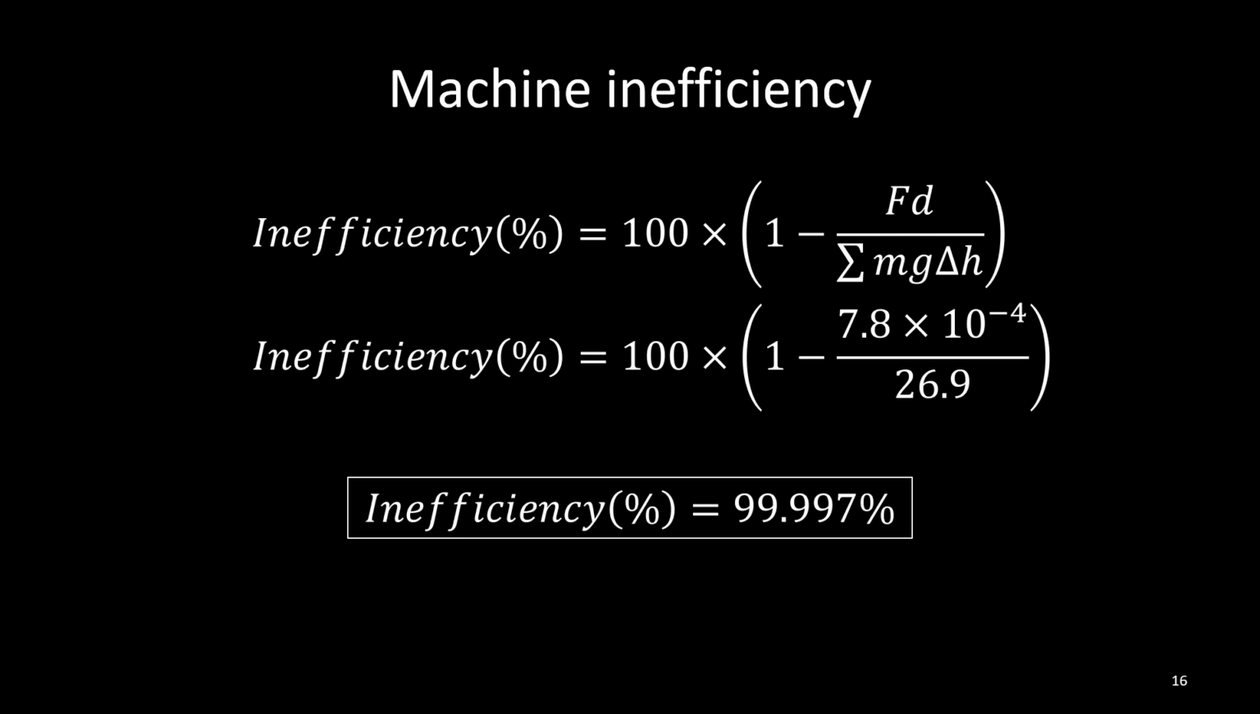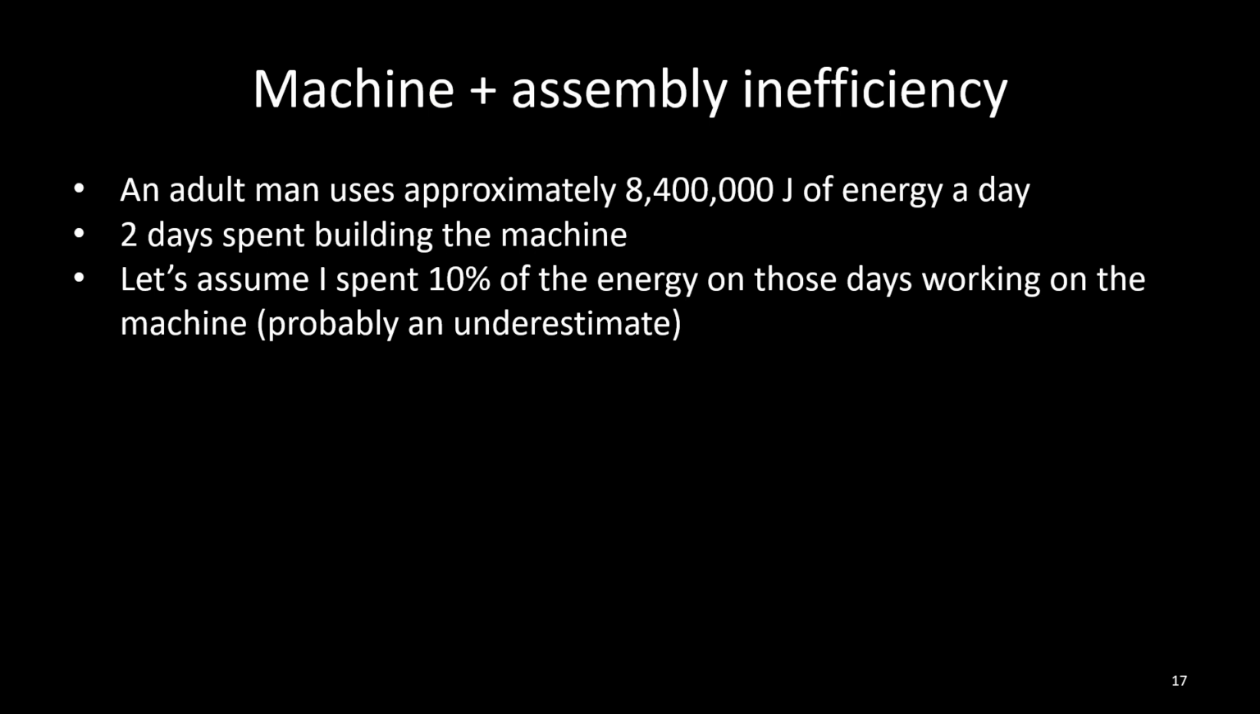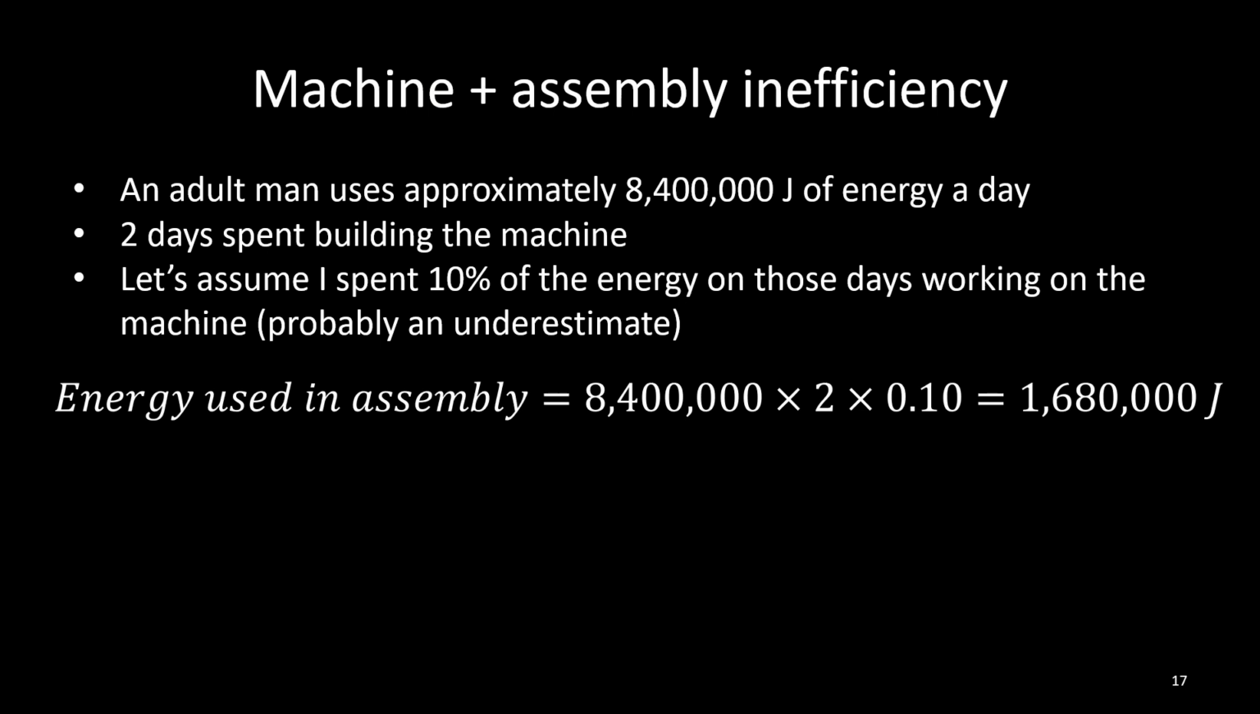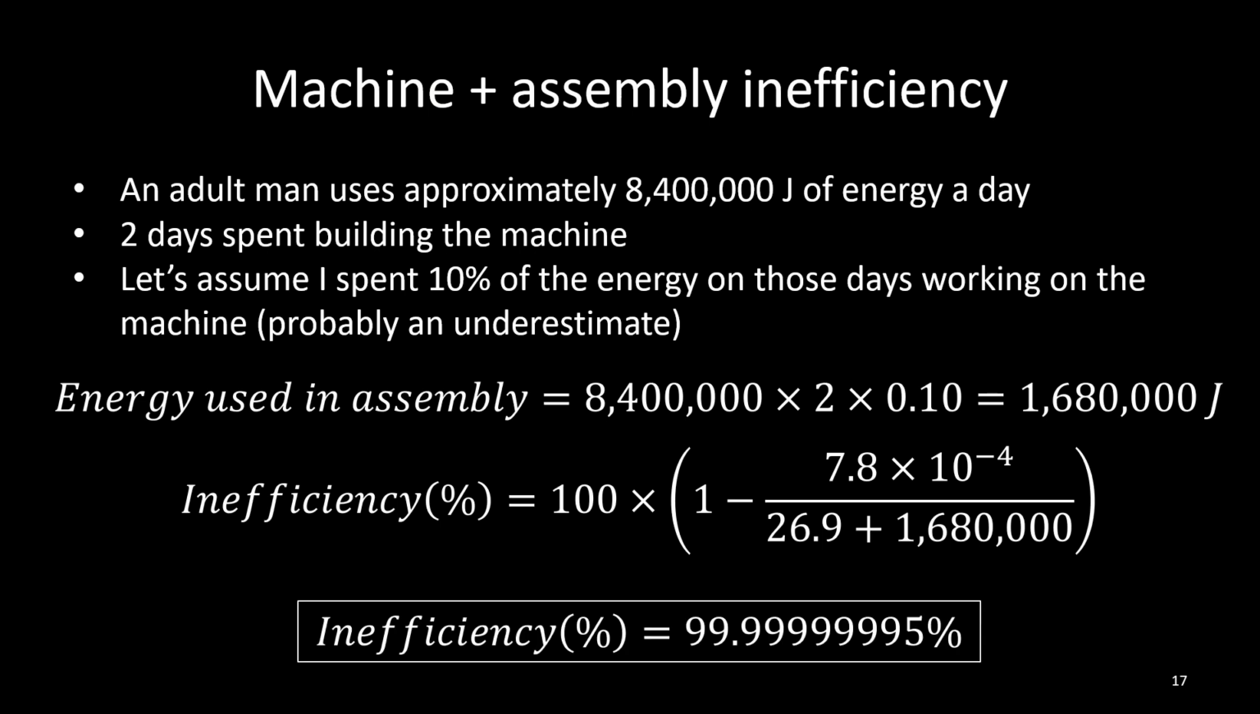Now, there was not only energy expended in the machine itself, there was also energy expended in the assembly of the machine. This is going to be an approximation, but it's worth looking into. A bit of a Google search came up with a value of 2,000 calories, which is 8,400,000 joules of energy a day for an adult man. Now, I spent 2 days building and testing the machine. So let's assume I spent 10% of the energy on those days working or thinking about the machine. That's probably an underestimate given how much time I spent on it, but let's just go with it. So the energy I used in the assembly is 8,400,000 times 2 days times 10%, which is 1,680,000 joules. If we add that into our inefficiency calculation, with 26.9 joules used by the machine itself and 1,680,000 joules expended by me, that makes the inefficiency 99.9999995%. It's really inefficient.